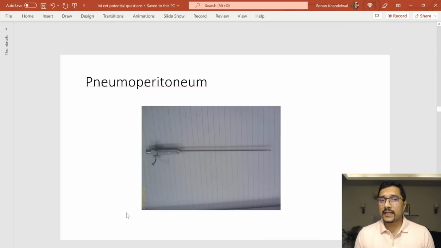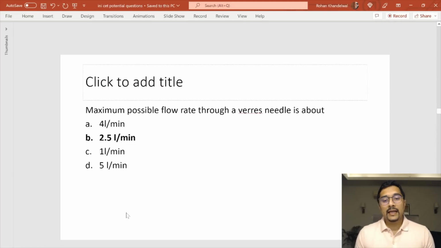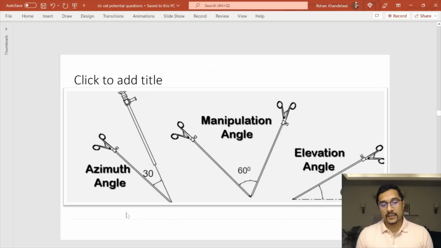This is a Veress needle which is used for pneumoperitoneum. It has been asked many times, and the maximum flow rate which we can achieve is 2.5 liters per minute. This also you should remember using a Veress needle.